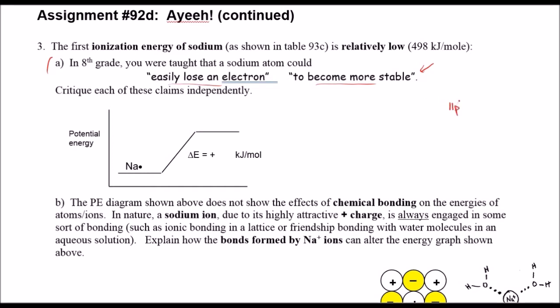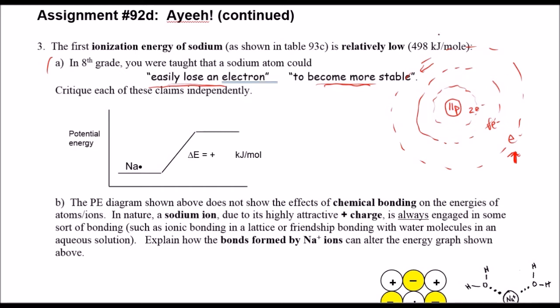So 11 protons, 1, 2, 3 shells, 2 electrons in the first shell, and 8 electrons in the second shell, leaving 1 single electron in the third shell. So this is the one that the claim is talking about. Easily lose an electron, that one. To become more stable, it'll have an octet.